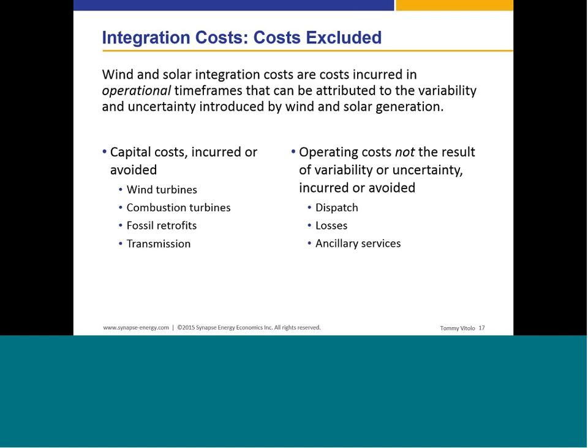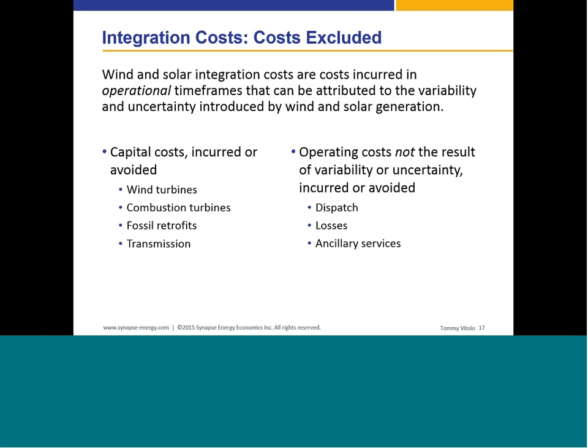Similarly, operating costs that are not the result of the variability and uncertainty are not included. And so the difference, the savings, because you're paying $0 a megawatt hour for solar or wind instead of $60 a megawatt hour for some fossil unit, that savings in energy cost, that's not included. That's a different cost. The system-wide line losses, not that delta we talked about, but just the general losses and the general use of ancillary services, those are not included.